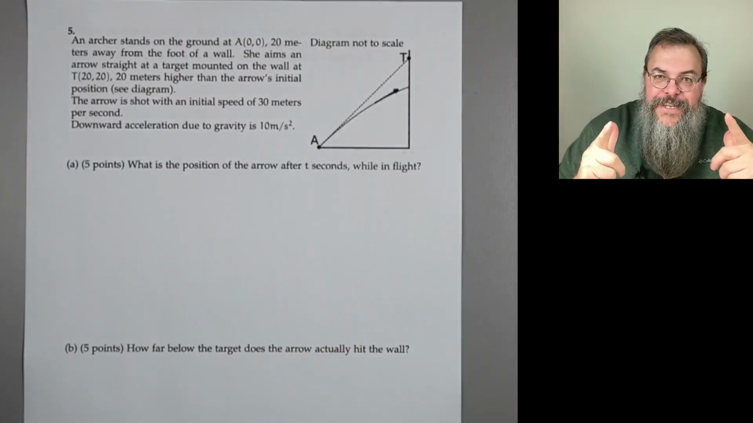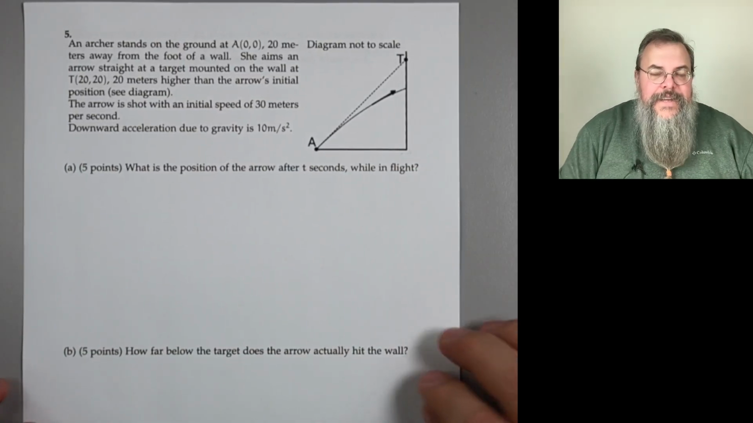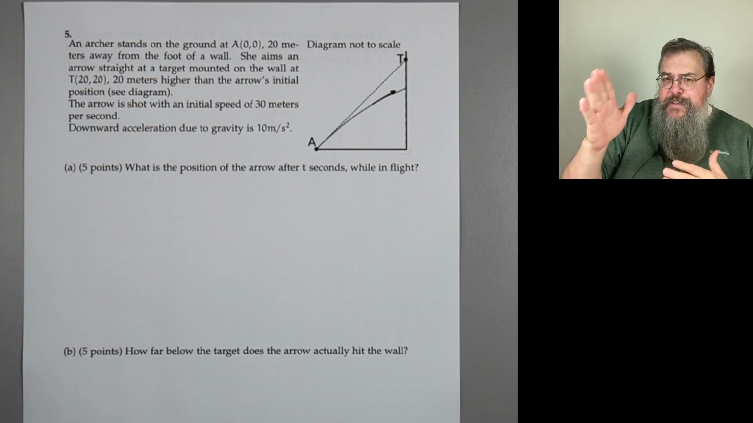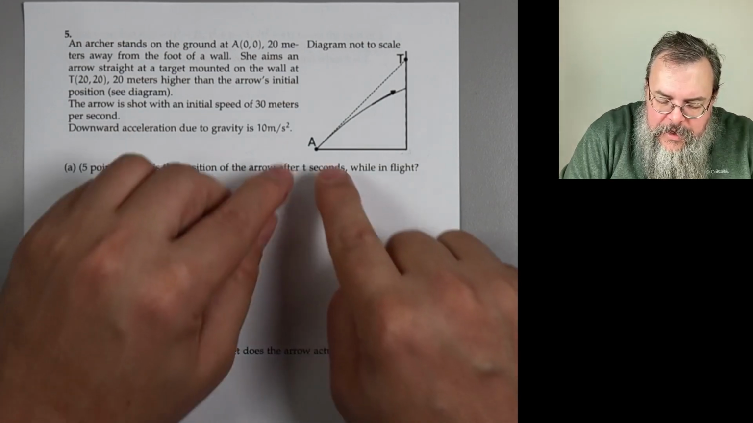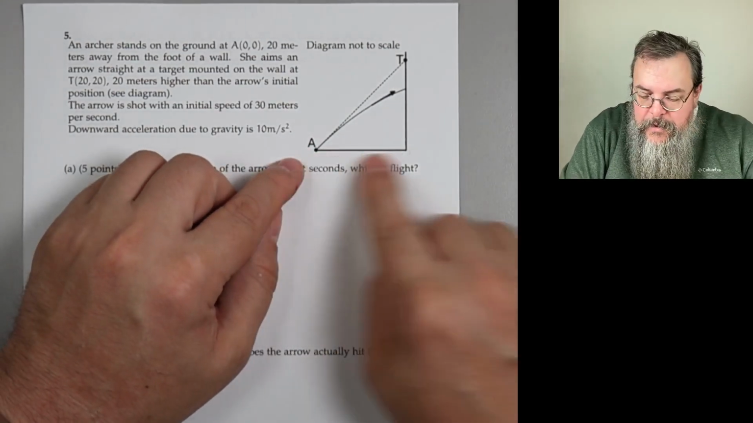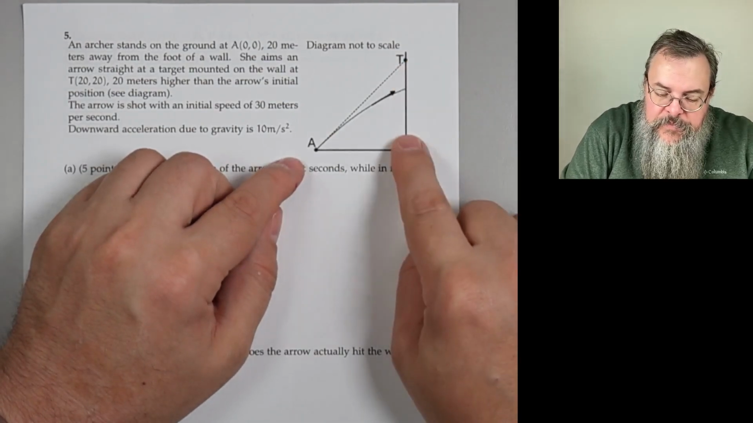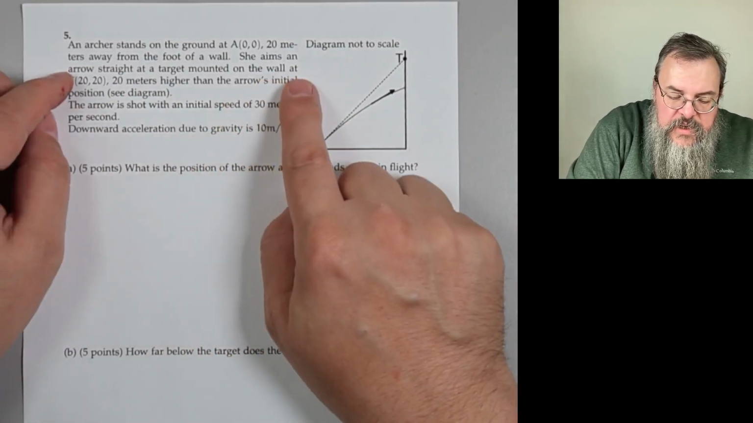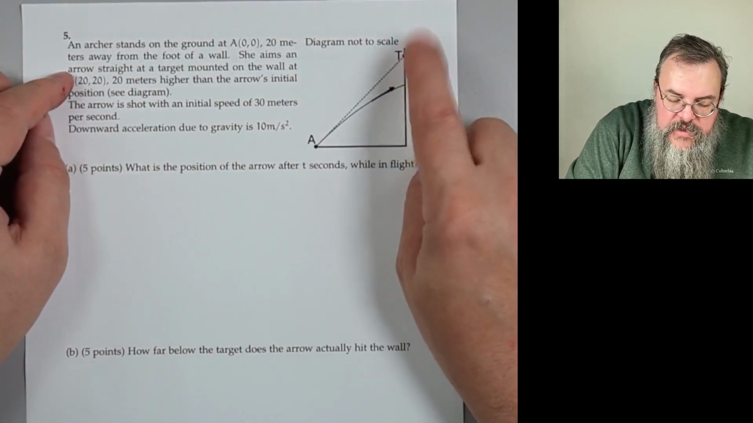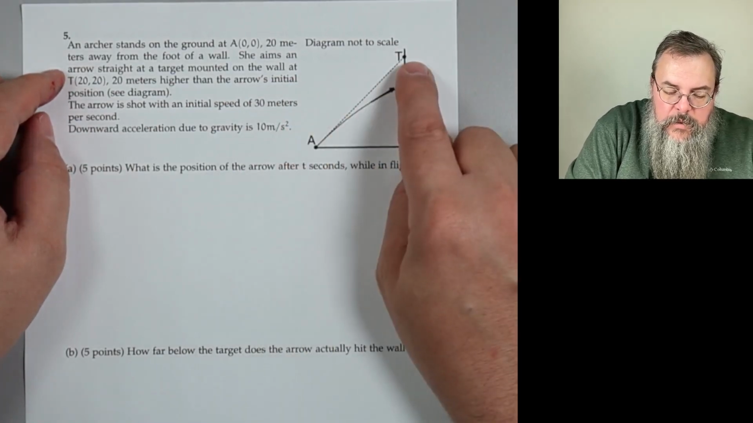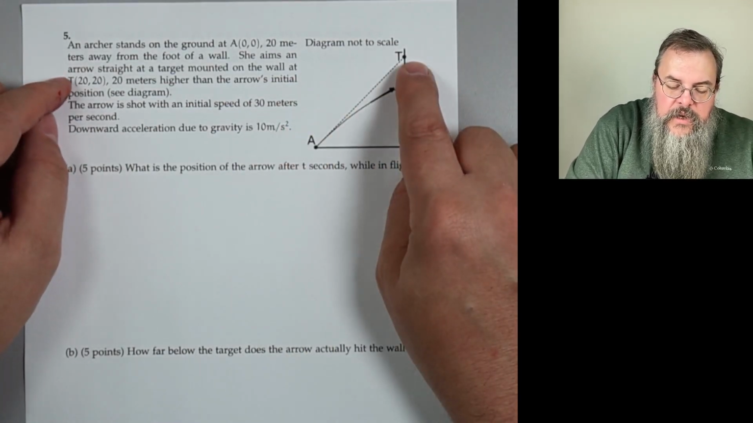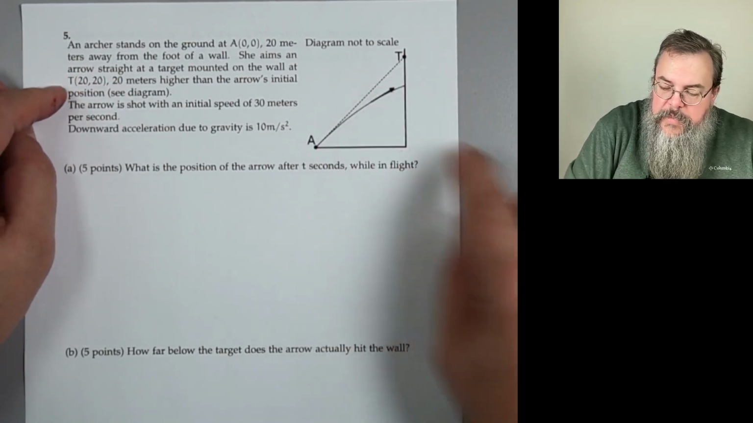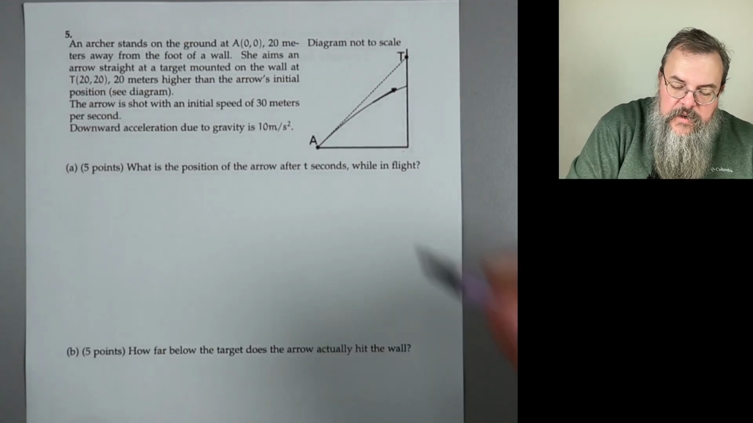Number 5. An archer stands on the ground at (0, 0), 20 meters away from the foot of a wall. Okay, so archer, that's the A. Wall, they didn't mark it, but that's okay. Diagram, by the way, not to scale. She aims an arrow straight at the target. There's the target, mounted on the wall at (20, 20), 20 meters higher than the arrow's initial position. Okay, so this is up by 20. So we're going to mark here 20.